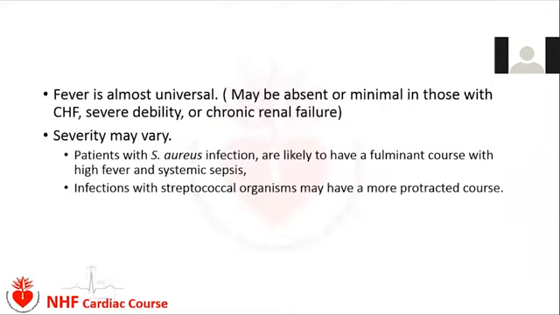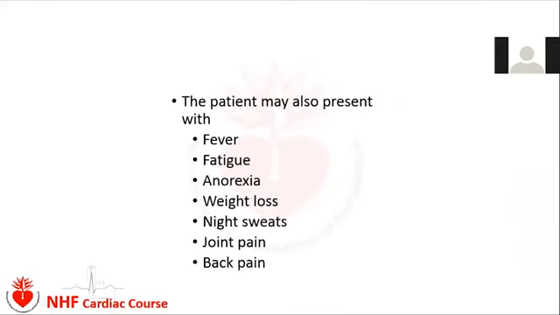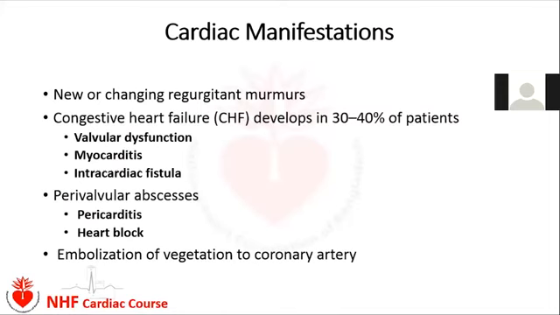Fever is usually universal. It may be absent or minimal in those with severe debility or chronic renal failure. And as Ismat has said, severity may vary. Patients with Staph aureus infection are likely to have a fulminant course, while patients with Streptococcus infection will have a more protracted course. The patient will at the same time complain of fatigue, anorexia, weight loss, night sweats, joint pain, back pain. All these are very common symptoms of long-standing infections or post-viral fever.